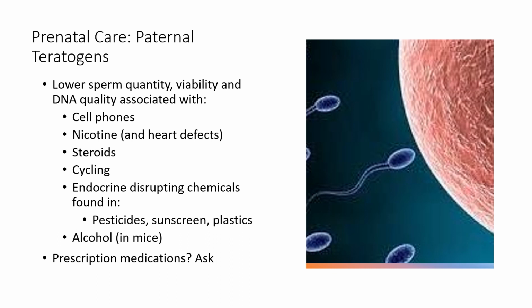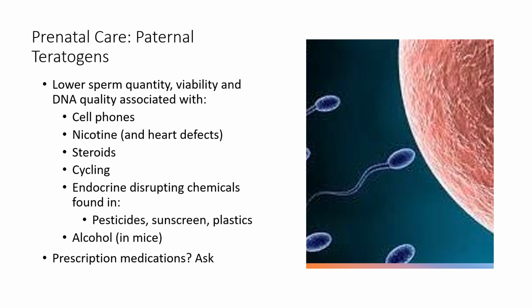And then endocrine disrupting chemicals, which we start to hear about in the news media. These can be things that people might be exposed to in pesticides, sunscreen, plastics. These matter for both biological mothers and fathers, so we're always trying to be aware of our environmental hazards. Alcohol: I've really just so far seen evidence that it disrupts DNA methylation or epigenetics in mice. I haven't yet seen it in humans, but it might be out there.